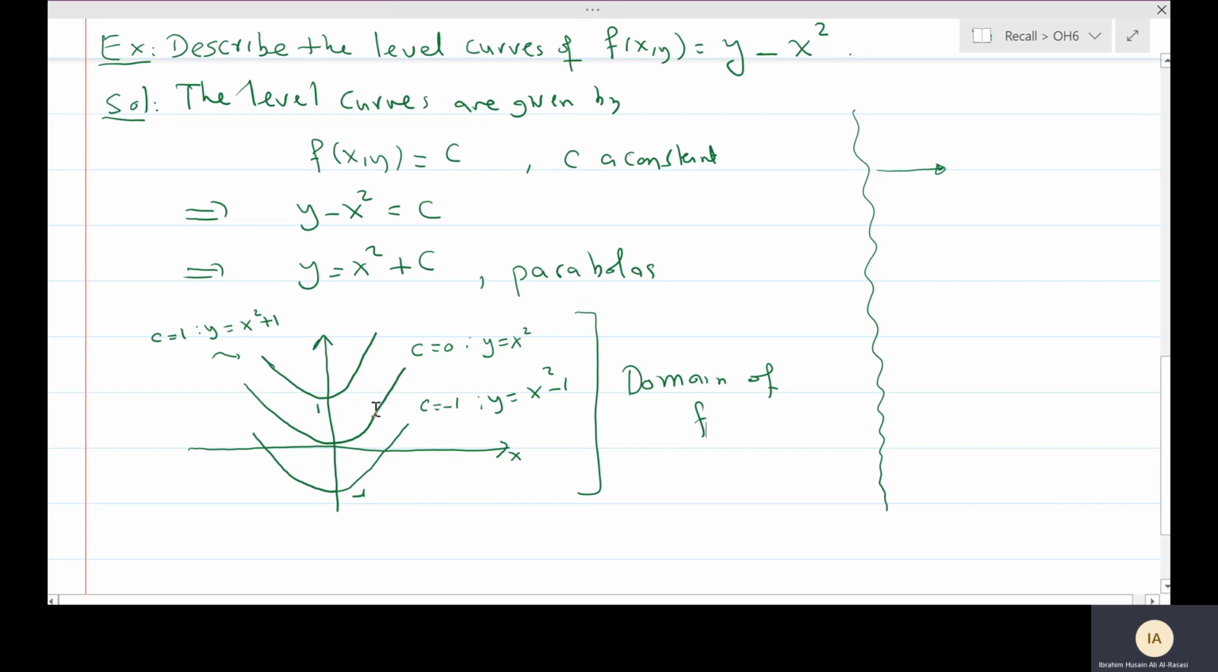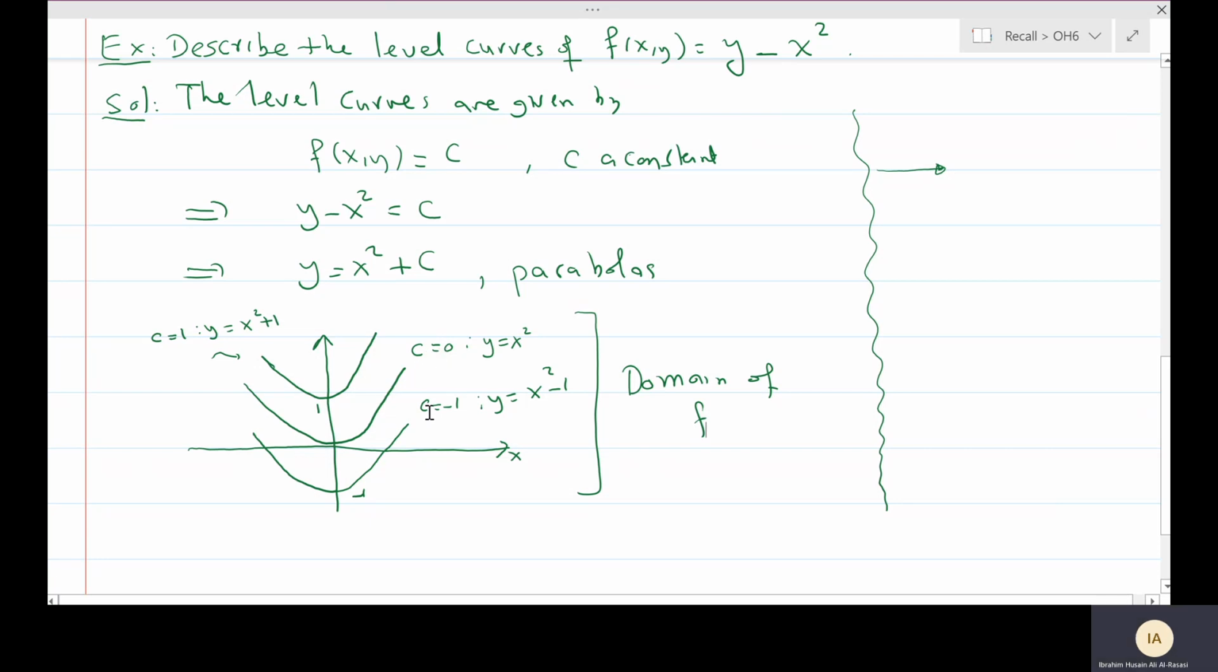What is the value of this function at these points here? Okay. The answer is C equal to 0. So the value will be C. So at any point on this parabola here, y equals x squared, the value of the function is 0.